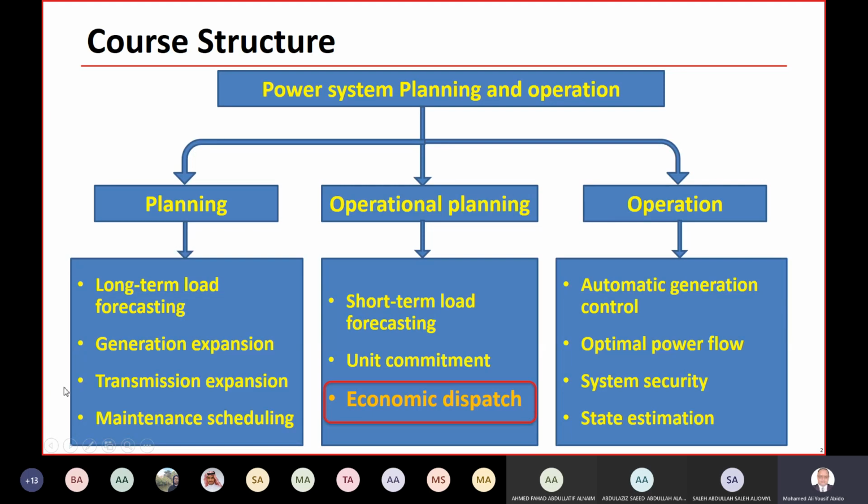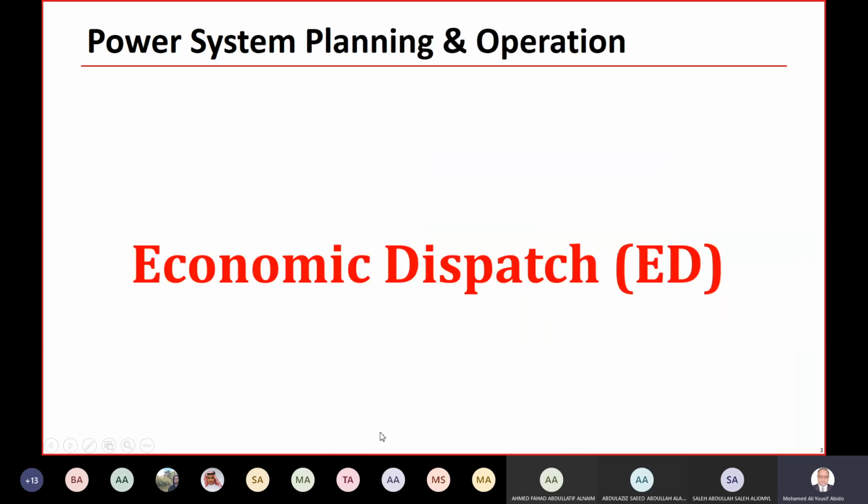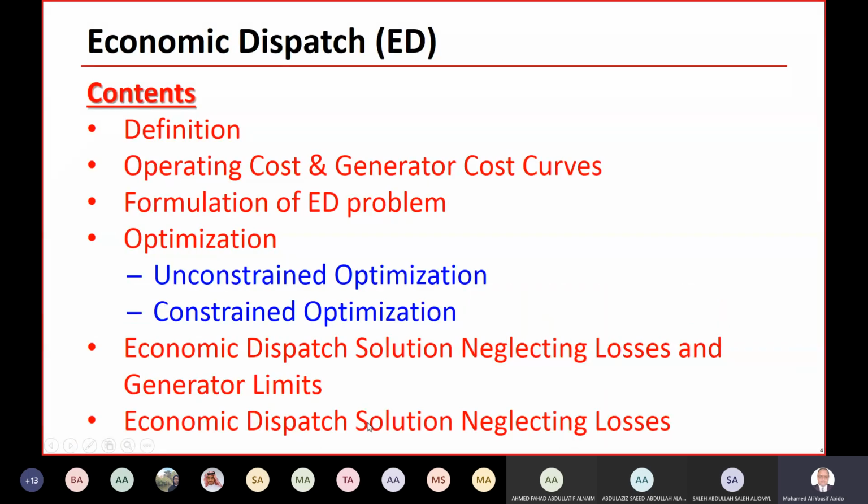We need to minimize the operating cost. The objective here of this problem is to minimize the fuel cost, the generating cost. We need to minimize this cost in order to get, of course, benefit or revenue of the assets that we spend in a power system. So this is the economic dispatch.